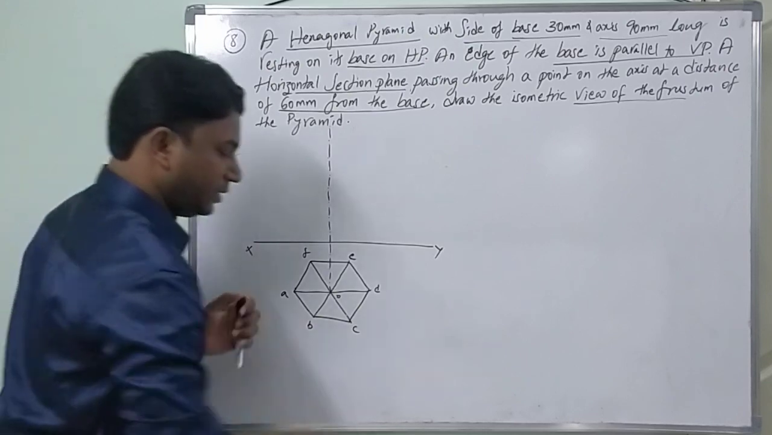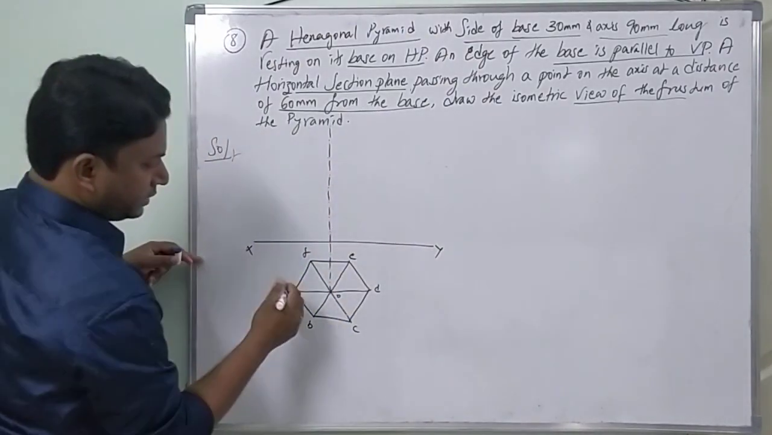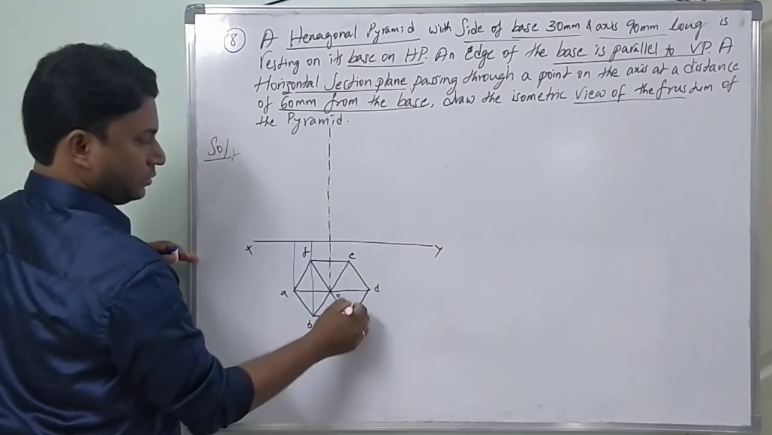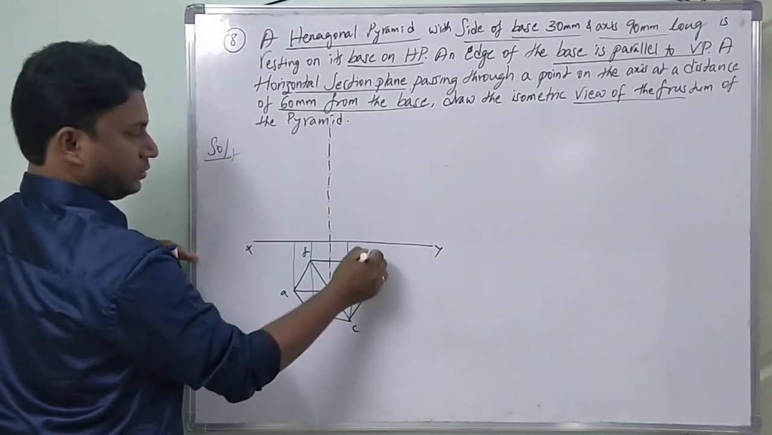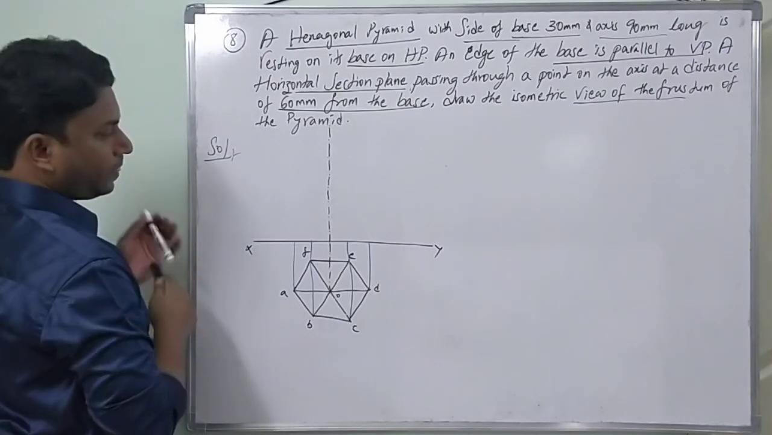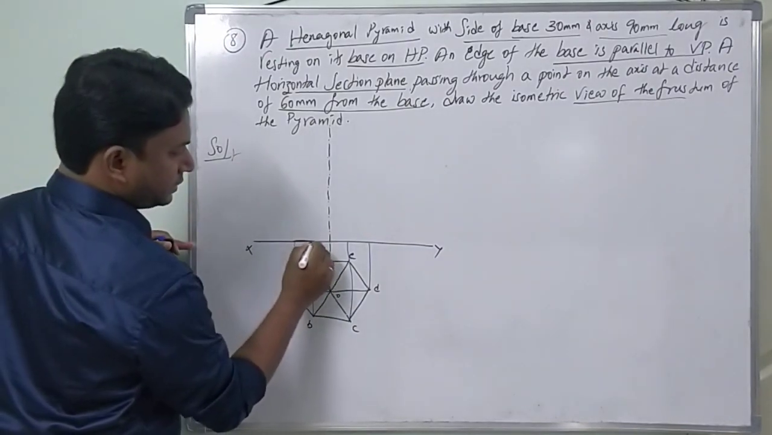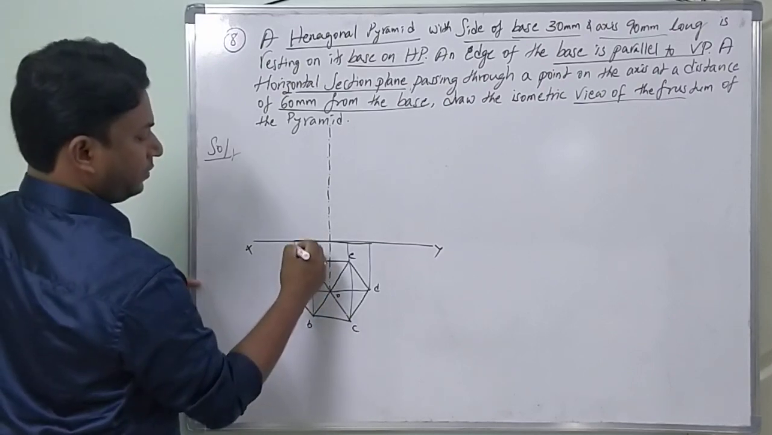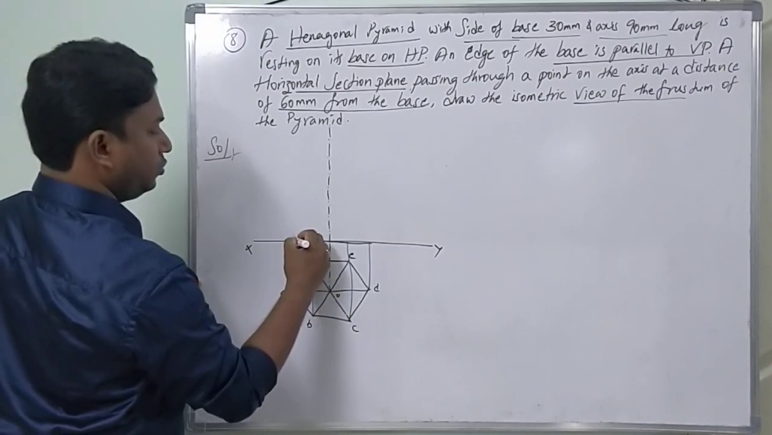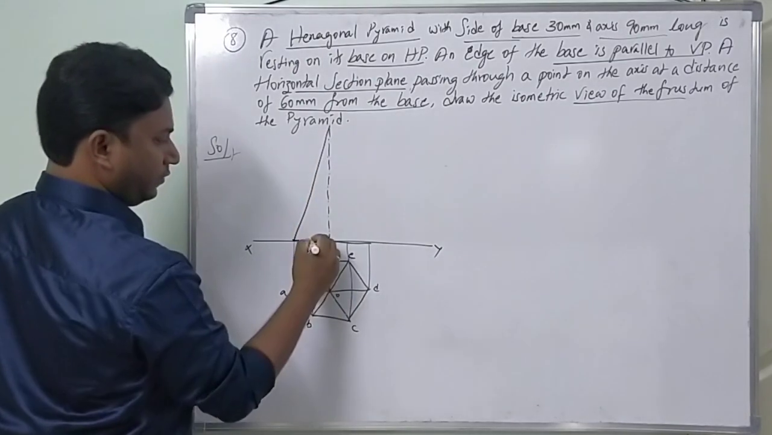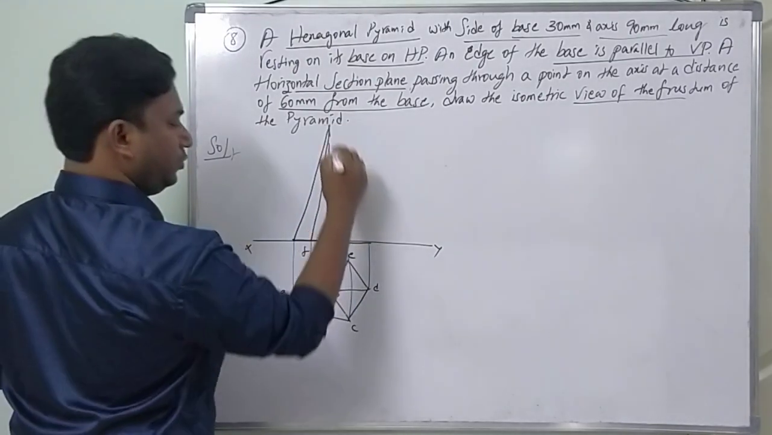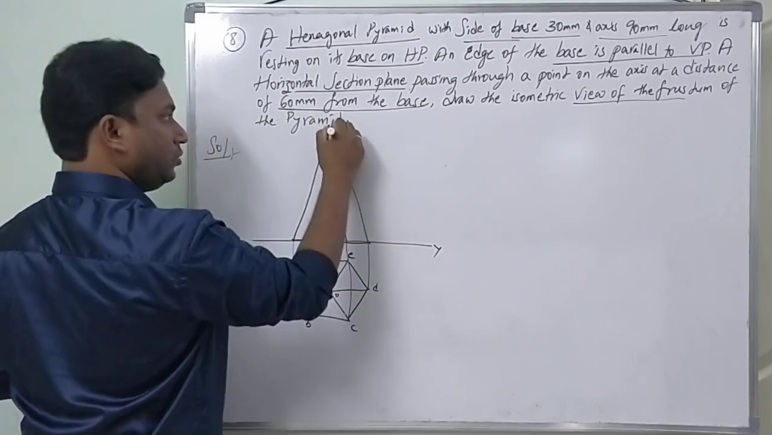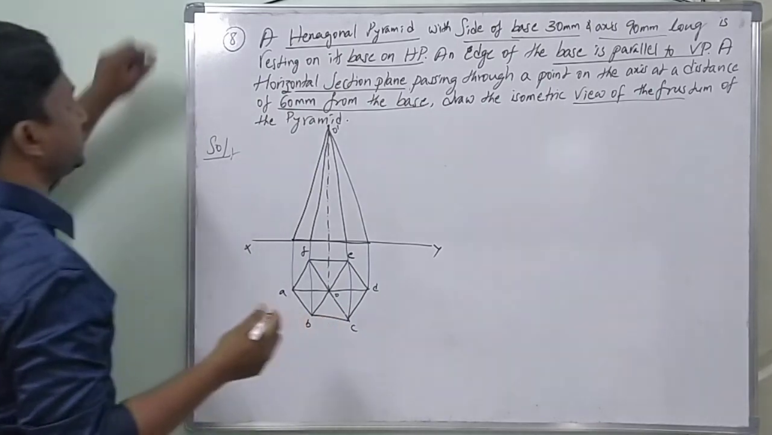From here you can draw construction lines. I am differentiating because you are supposed to draw with light lines. From here, the thick base, from each side. First of all, from A up to top, from B up to top, from C up to top, from D up to top, all meeting at a single point, O dash.